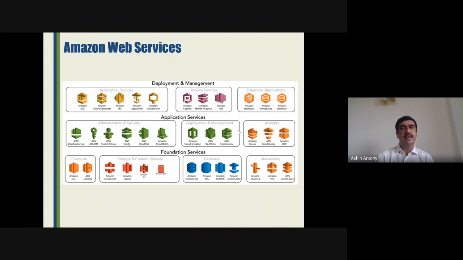Let's go a little bit deeper into Amazon Web Services and see what services are available. Like I mentioned, most of this might be very specific to the cloud provider. In this case, some of them might not be available on other providers, but most of them are catching up in terms of providing those services that each of them provide. Here it is divided into foundation services.